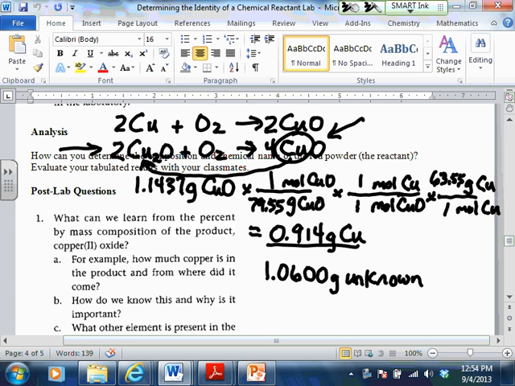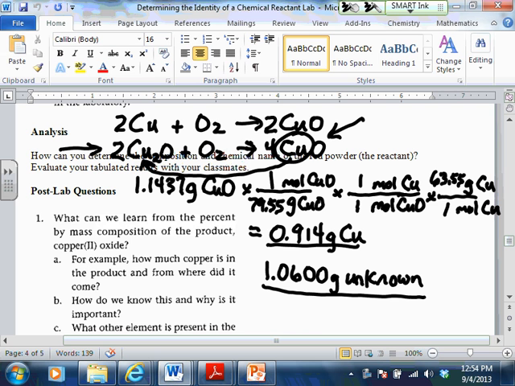We can talk about it more if you need to, okay? But the main thing I want you to see here is this is the mass of the copper. This is the mass of our initial unknown right here. They're different. This number is higher, so I'm going to assume that there was some oxygen in there to begin with.